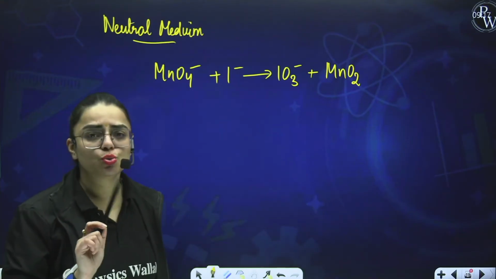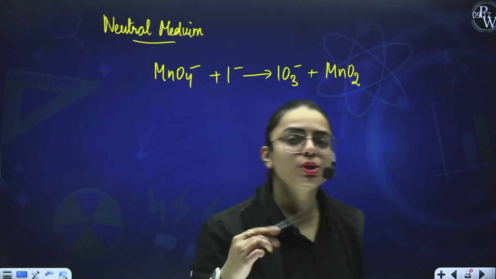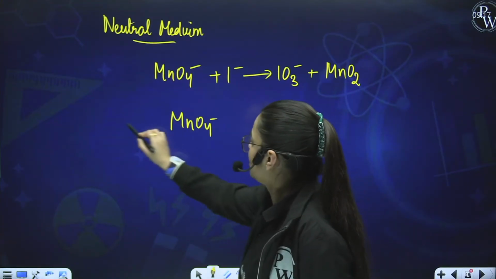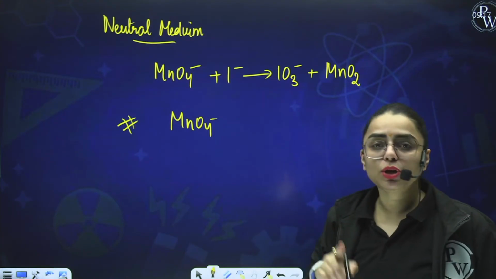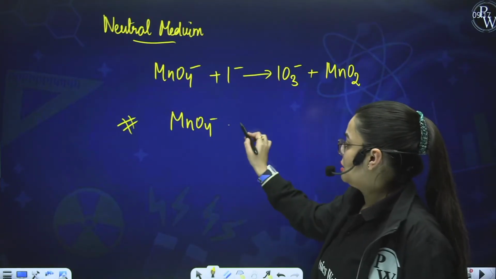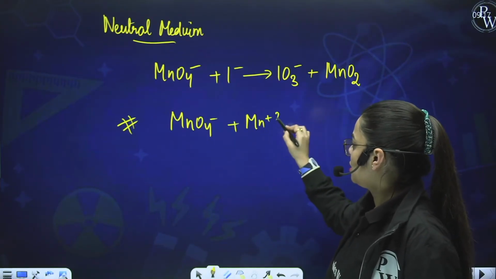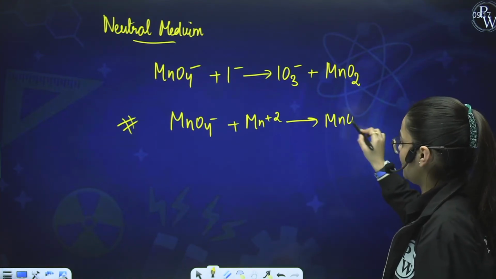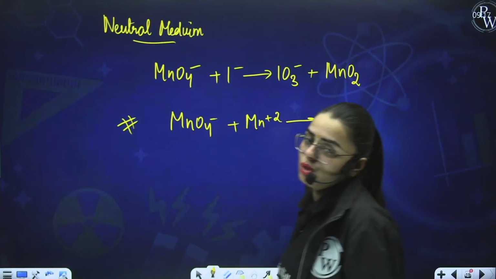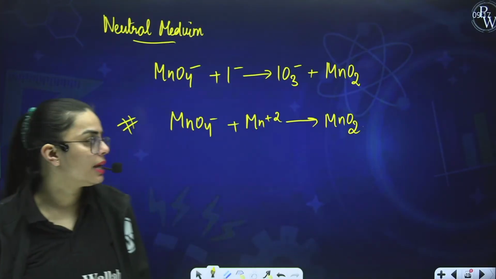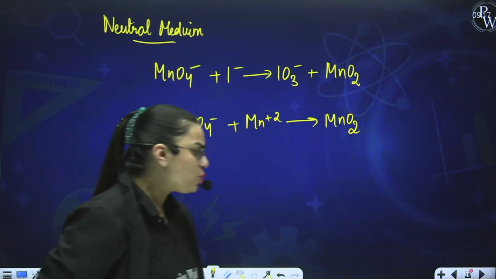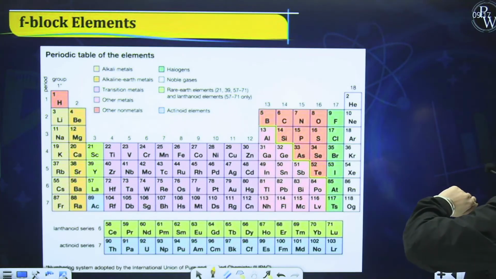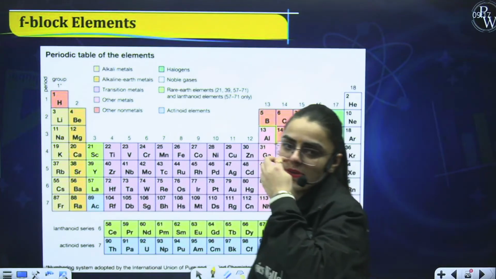Now there is one reaction, students, which is quite different. What is that reaction? Basically, when MnO4 negative, you can put a star mark over here, reacts with Mn plus 2, this is a different reaction. It will form MnO2 directly. This is the reaction that you need to remember. Also, one more thing, students, do remember: acidic medium here refers to the fact that you have to take only H positive.